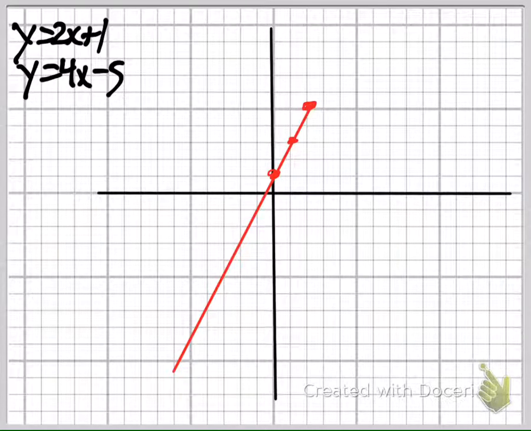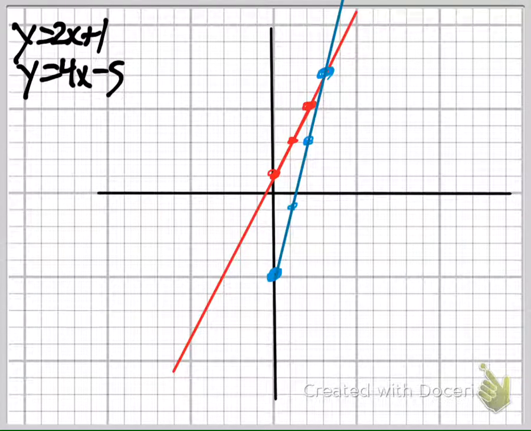We then repeat that for our second one, y equals 4x minus 5. So we have negative 5 as our intercept, and now our slope is 4. That means we're going to go up 4 and over 1. And that's our line right there.